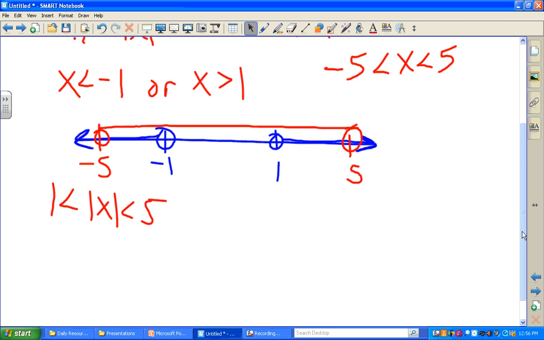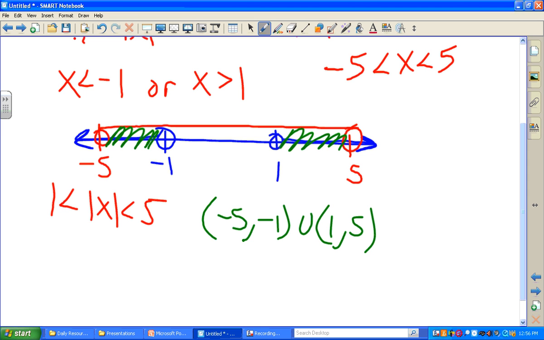That means the word and means what do they have in common? They have open circle here in common. It's an and. It's how you read it naturally. So the answer to the question is -5 to -1 union 1 to 5. That works. So if you just read it, understand what the words mean, makes that problem a lot easier.